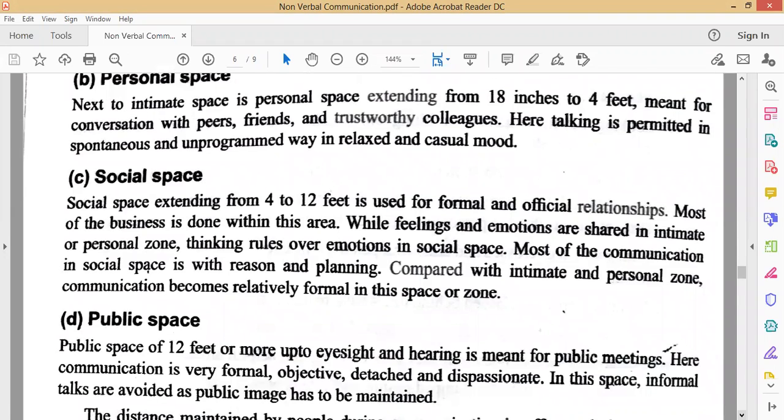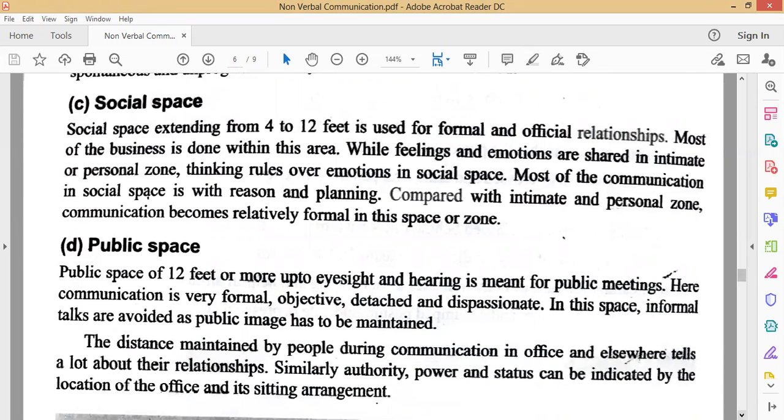Okay, so social space is the space that you share with people with whom you have formal relationships, formal bonds. And it has a very formal pattern to it. Moreover, whenever you have to talk to a person with whom you share the social space, you have to plan out the things in advance. And whenever you go and talk to them, you should talk about reasonable things; you should never talk about irrelevant things with them. Next is public space, and this is the last space.